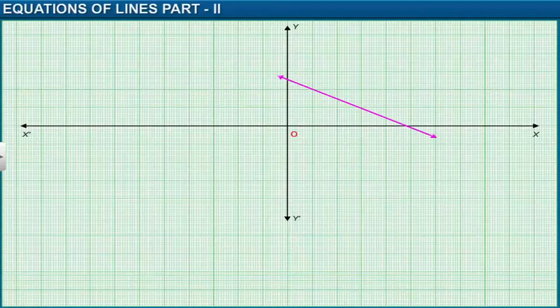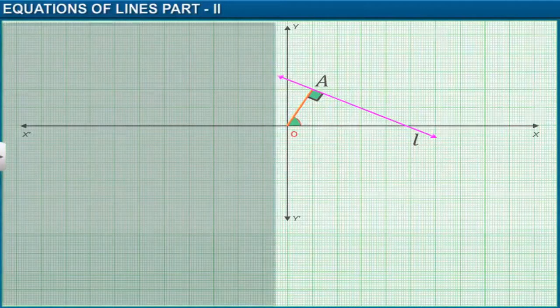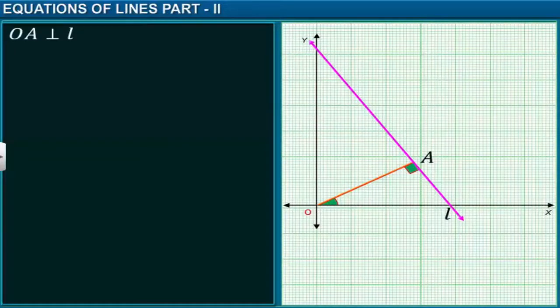The normal form is used to express the equation of a line when we know its perpendicular distance from the origin and the inclination of the perpendicular drawn to the line from the origin. Consider a non-vertical line L. Let OA be the normal or perpendicular drawn to line L from the origin. Let the perpendicular distance of line L from the origin, or the length of perpendicular OA, be P. Further, let angle AOX be omega. Thus, omega is the inclination of normal OA.